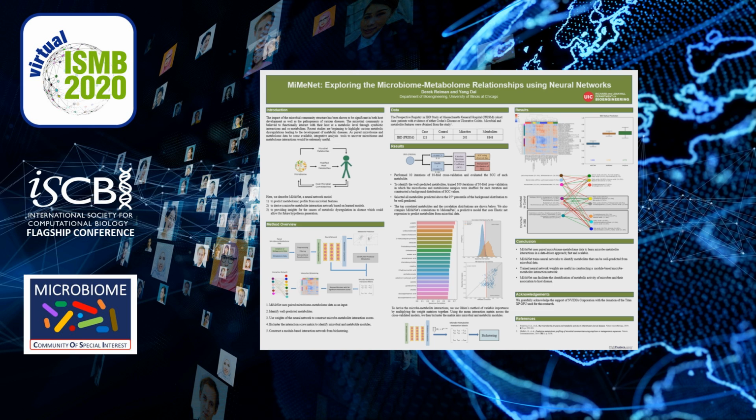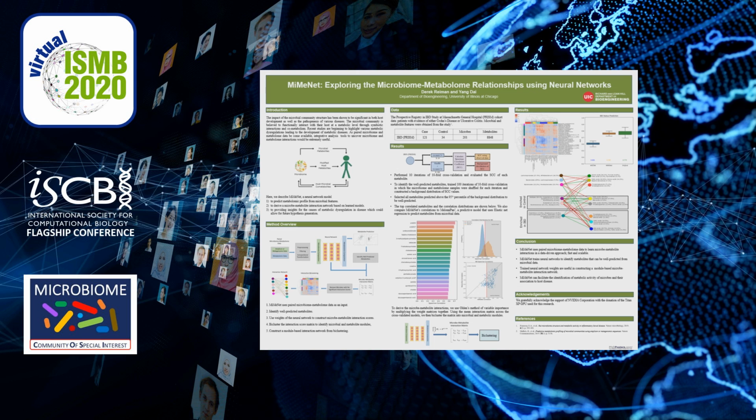Here I'll be describing MiMeNet, a neural network framework designed for predicting metabolomic profile for microbial features. In addition, it'll derive microbe-metabolite interactions based on the learned models, as well as provide insights for the causes of metabolic dysregulation in diseases, which could allow for future hypothesis generation. An overview of MiMeNet is shown in the bottom left of the poster.